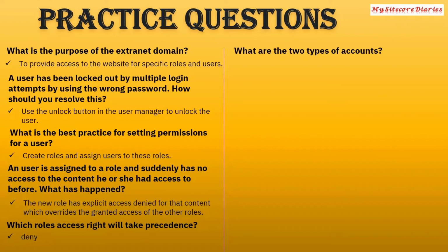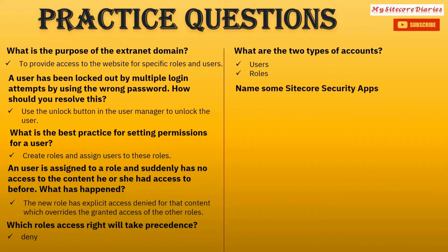What are the two types of accounts? Users and roles. You can create users and roles. Name some Sitecore security apps. In the User Manager you can view the users' access. Then you have the Security Editor, where you can manage the permissions. Role Manager, where you can create the role. User Manager, where you can create a user.